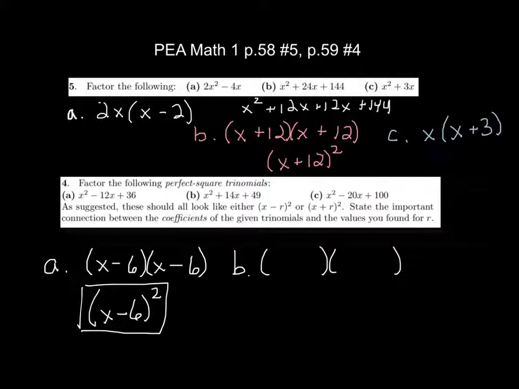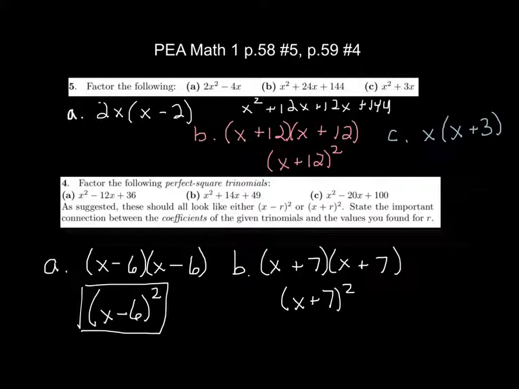That's your answer. On B, same idea. I know I have x times x will give me the x squared here. Now, what number squared is 49? That would be 7 squared. So my 7's go here. These are both pluses because they have to add to give me this positive 14x. I can combine them into x plus 7 quantity squared.